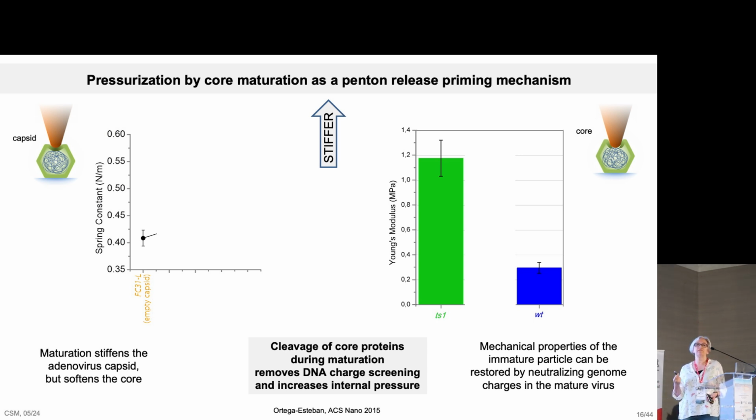So is this internal pressure related with the electrostatic repulsion of the DNA? To answer this, we incubated the particles with a DNA condensing agent, spermidine. So if we incubate the empties with spermidine, nothing happens. If we incubate the mature virion with spermidine, again, we recover the mechanical phenotype of the immature particle. So what we conclude from here is that the cleavage of the core proteins during maturation is somehow decreasing this condensing action of the core proteins and increasing the internal pressure of the particle.